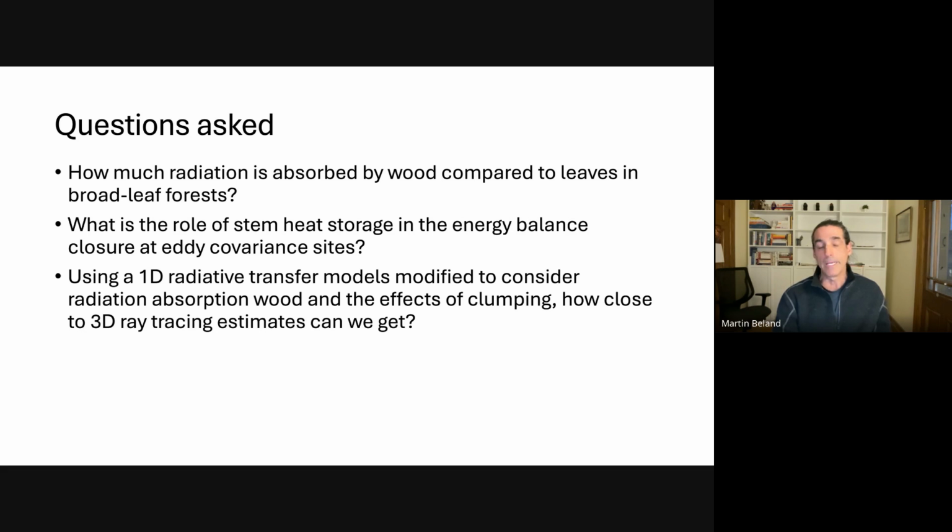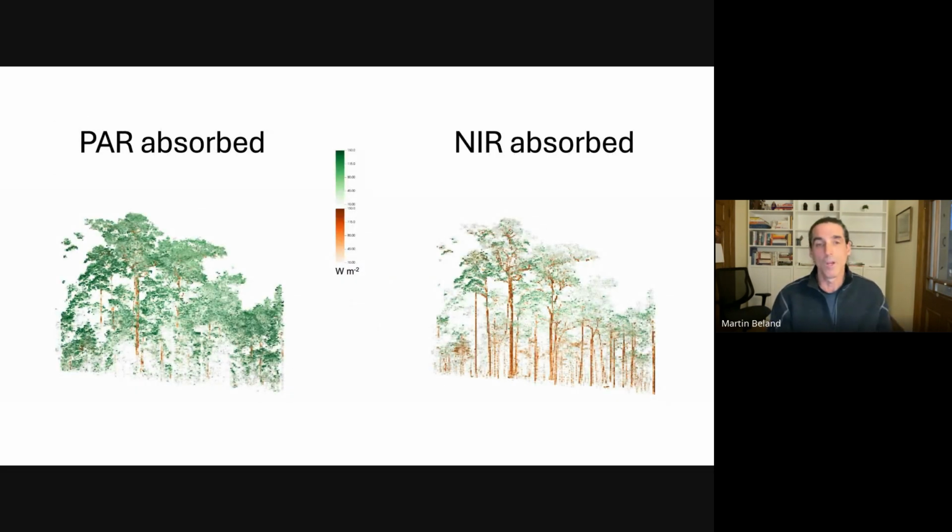And in the end here, we're going to use a modified version of the Norman radiative transfer model, which is a one-dimensional model. We modified it to consider wood absorption and also the effect of leaf clumping. So I'm going to present this, and then the question is, how close are we getting to a 3D radiative transfer model?